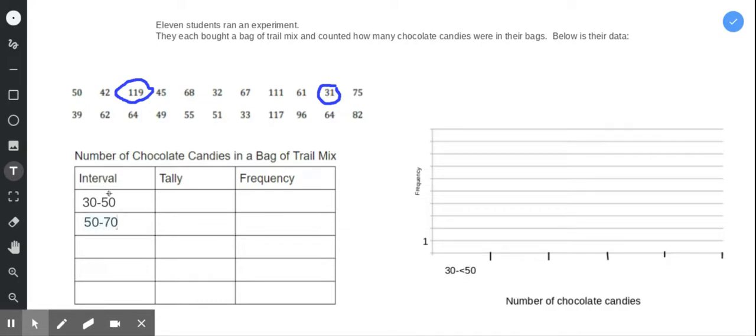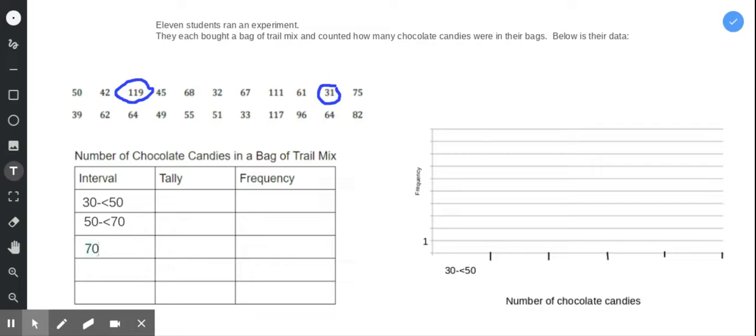Now here's where I want to stop for a minute, because there's a problem with this. When I get to my first number, 50, and I want to make a tally mark next to the interval where 50 would go, 50 could go in two places, because 30 through 50 would include 50, but 50 through 70 also includes 50. So this is where we're going to put a little less than sign. This interval is actually 30 through anything less than 50, so really 30 through 49. And this one will be 50 through anything less than 70, so really 50 through 69.